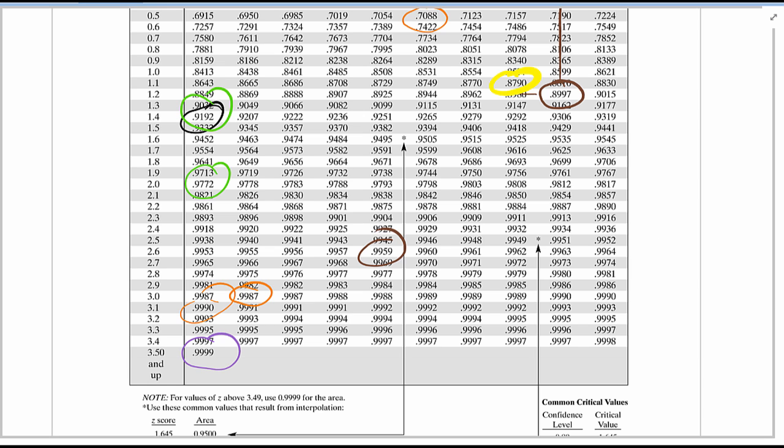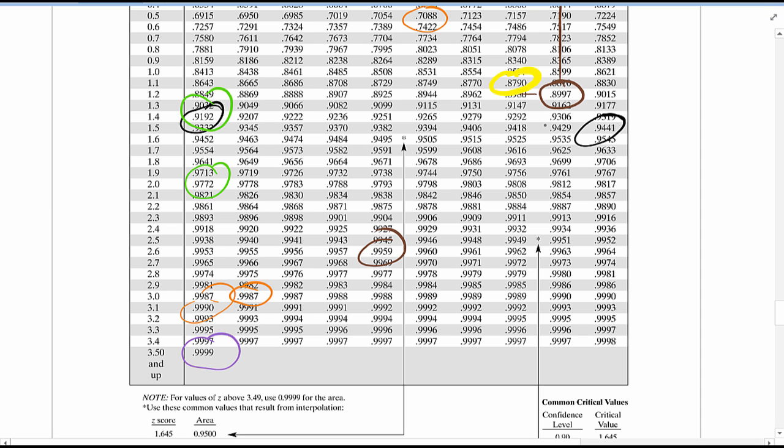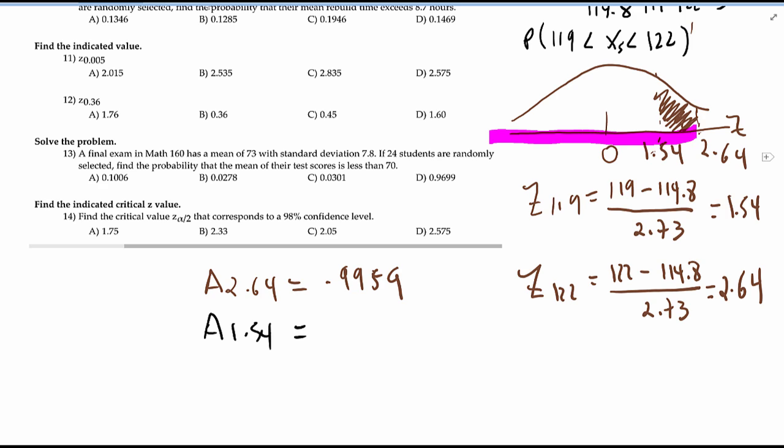So we go to the positive table again, 1.5 right here, 0, 1, 2, 3, 4, 5, 6, 7, 8, 9, 94.41. So the answer is the difference between these two values, which is 0.9954 minus 0.9441, which is 0.0518, basically, which is about 5%.